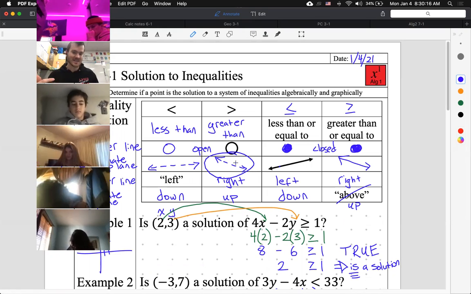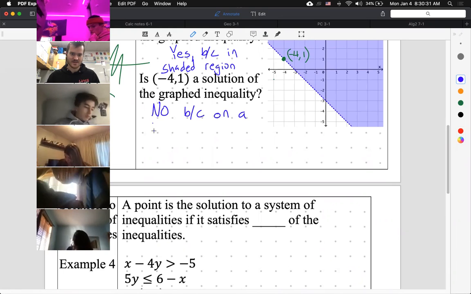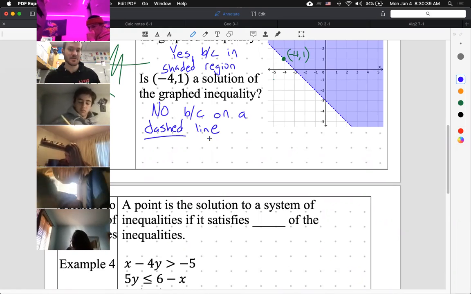So if you're on a dashed line, that is never a solution. If you're on a solid line, that is a solution. So the answer here, we'll say no. And why? Because on a dashed line. And that's the key. If it was a solid line, then the answer would have been yes. But because we have a dashed line, the answer is no.